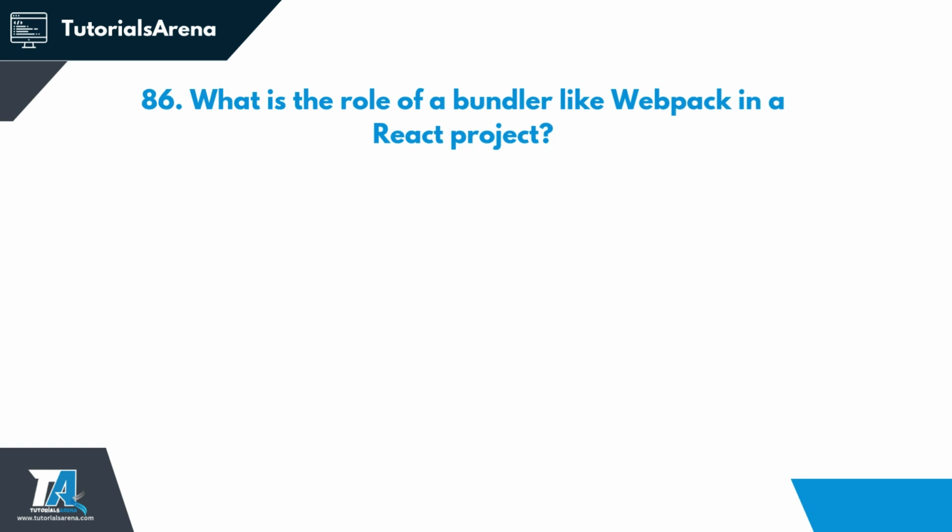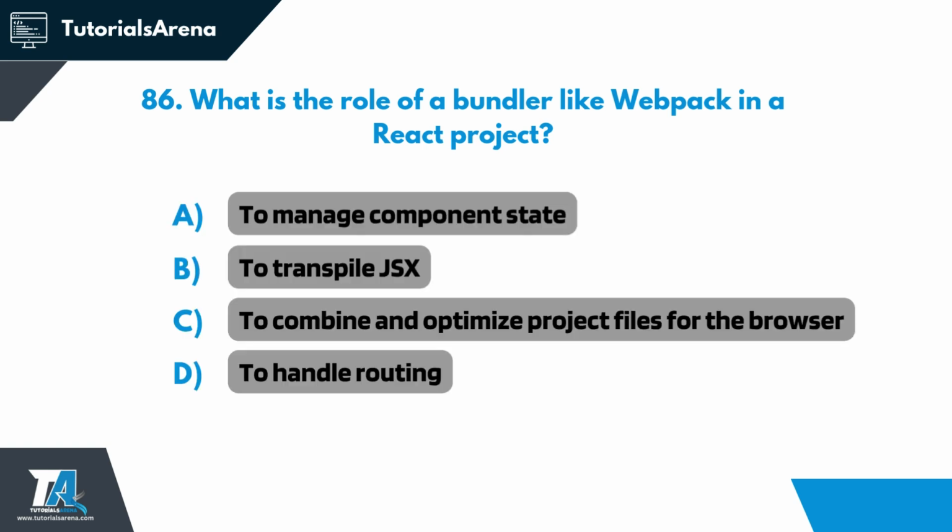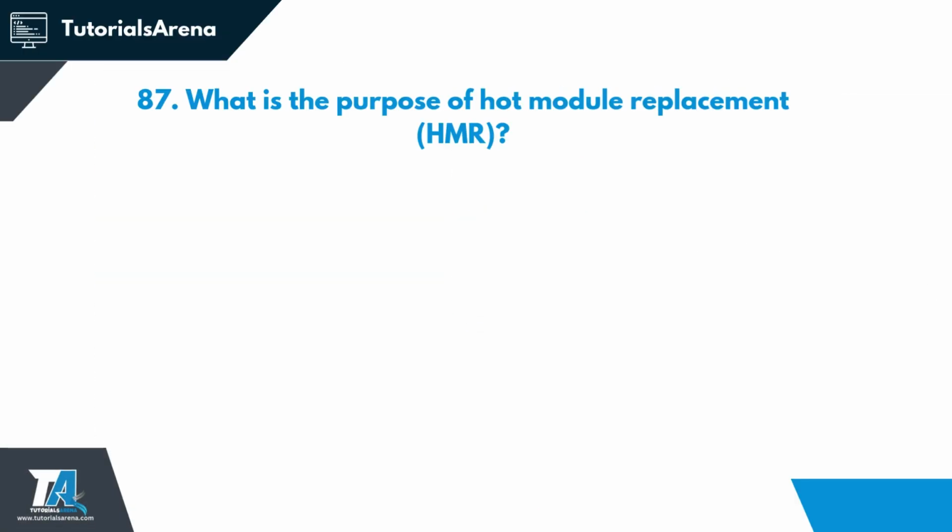Question 86. What is the role of a bundler like Webpack in a React project? The options are option A, to manage component state. Option B, to transpile JSX. Option C, to combine and optimize project files for the browser. Option D, to handle routing. The correct answer is option C, to combine and optimize project files for the browser. Moving on to the next question.